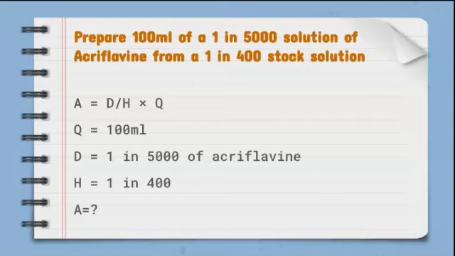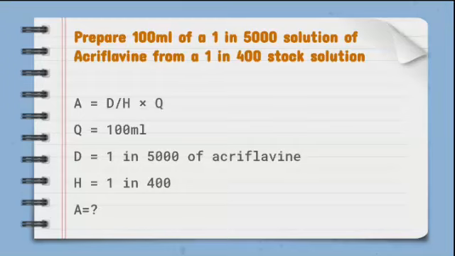Prepare 100 ml of a 1 in 5000 solution of acriflavine from a 1 in 400 stock solution. Remember, stock solution is H. So H is 1 by 400. You have to prepare 100 ml of solution, so quantity is 100 ml. And the desired strength you want to prepare is 1 in 5000, that is 1 by 5000 acriflavine. So apply these values in A is equal to D by H into Q.